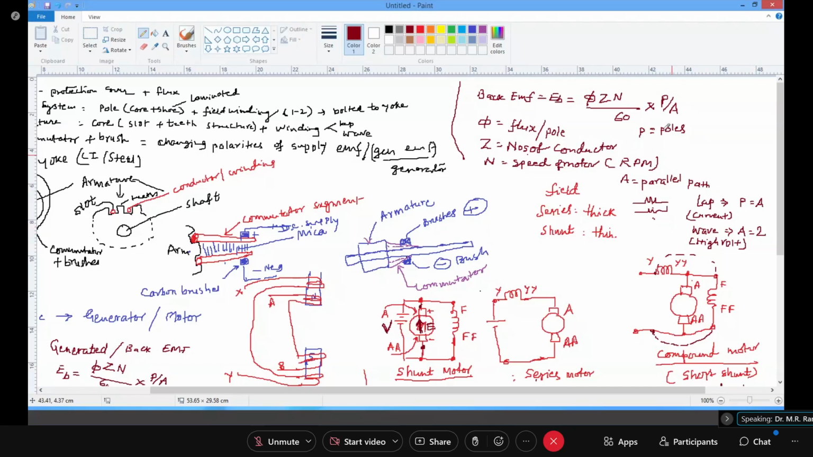So this is how you can get the back EMF. Here you stop. It is very important. As far as DC motor study is concerned, back EMF is very important. So I stop here.